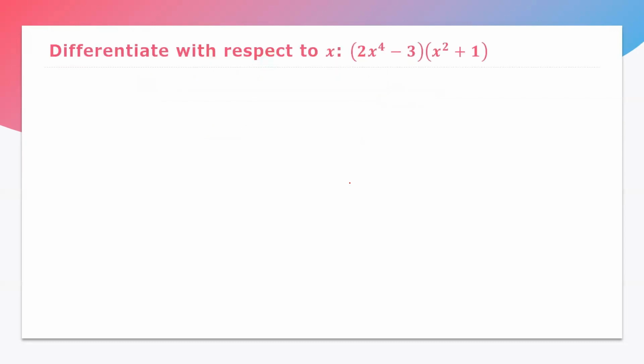So differentiate 2x power 4 minus 3 into x square plus 1 with respect to x and comment your answer.